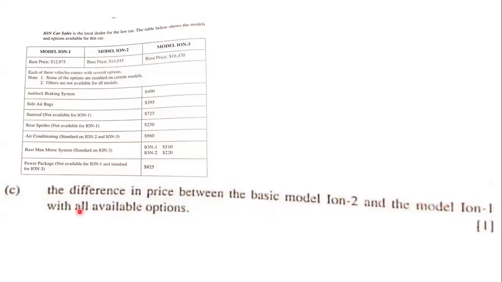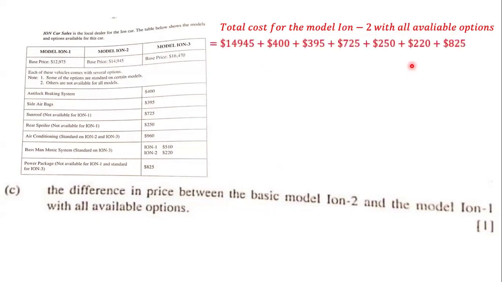Next, we have to determine the difference in price between the model Ion 2 with all available options and the model Ion 1 with all available options. So the first thing that we have to determine is what is the total cost for the model Ion 2 with all available options. Now, model Ion 2, you have to pay $14,945. That's the base price.